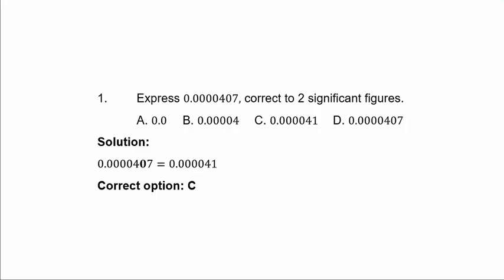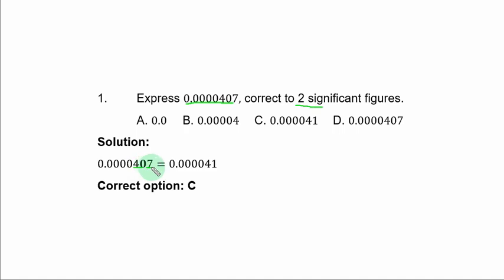Question 1, express 0.00000407 to 2SF. Now SF means significant figures, counted from the first non-zero number from the left. So we start considering 4. Because it is 2SF, we consider 0. You must know that the 0 between two significant figures is also significant. Then we look at 7.